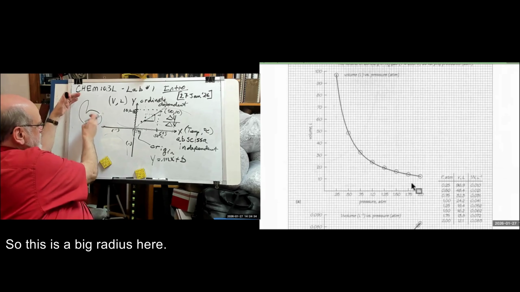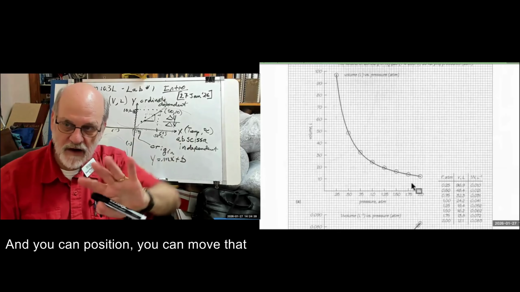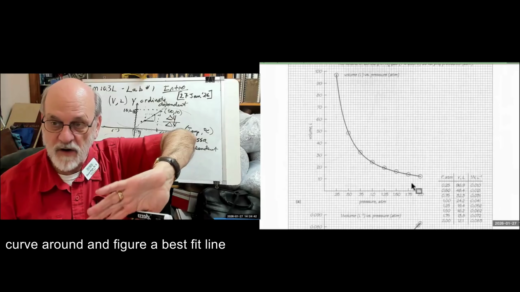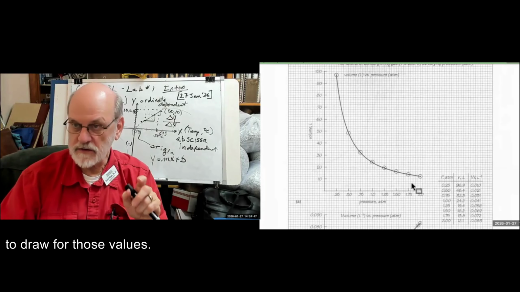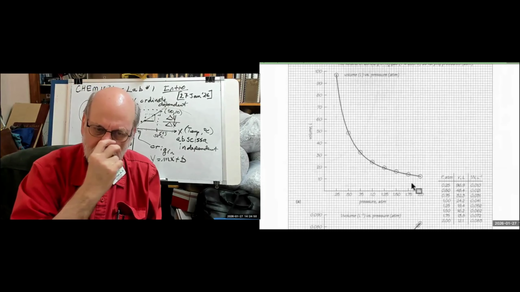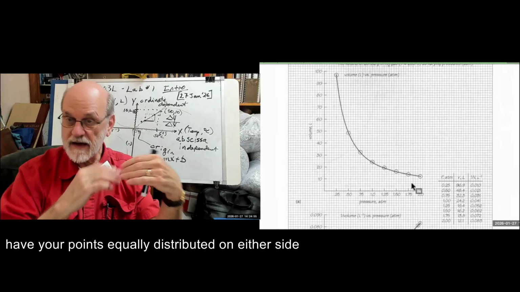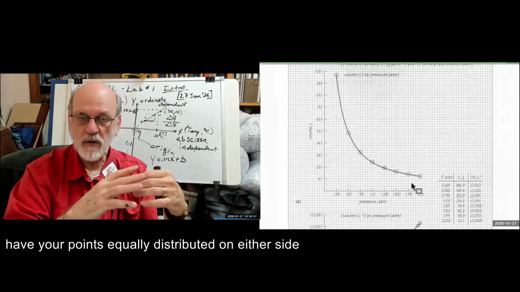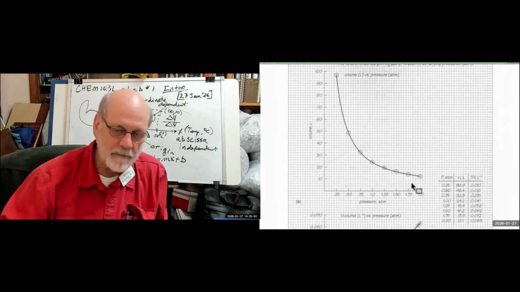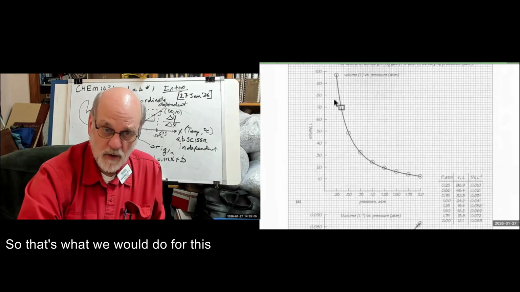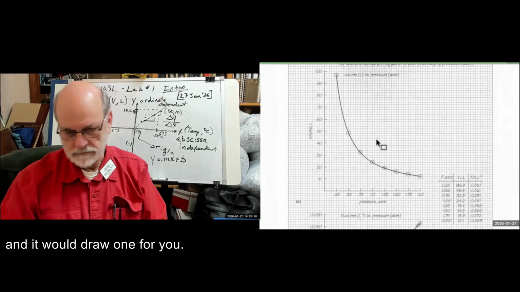Right? So this is a big radius here. This is a small radius here. And you can move that curve around and figure a best fit line to draw for those values. And they're usually transparent because you want to have your points equally distributed on either side of the line. Right? You want to minimize the deviation. So that's what we would do for this one if you weren't using a computer program, and it would draw one for you.